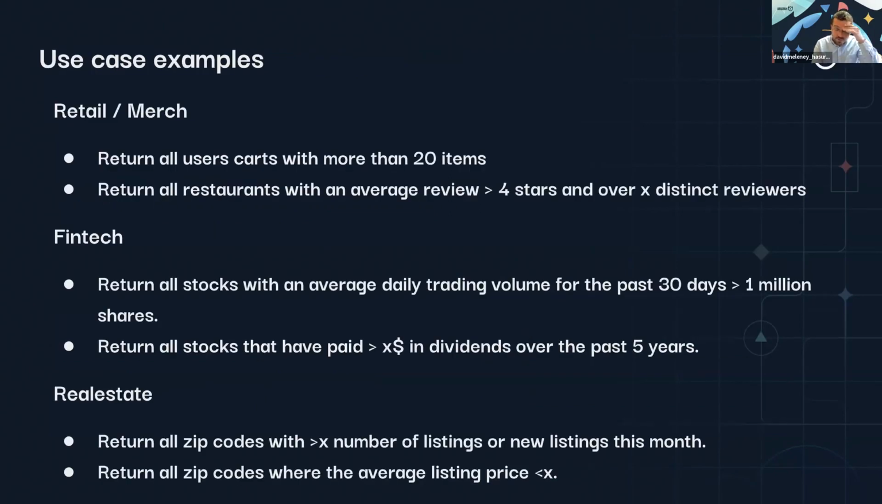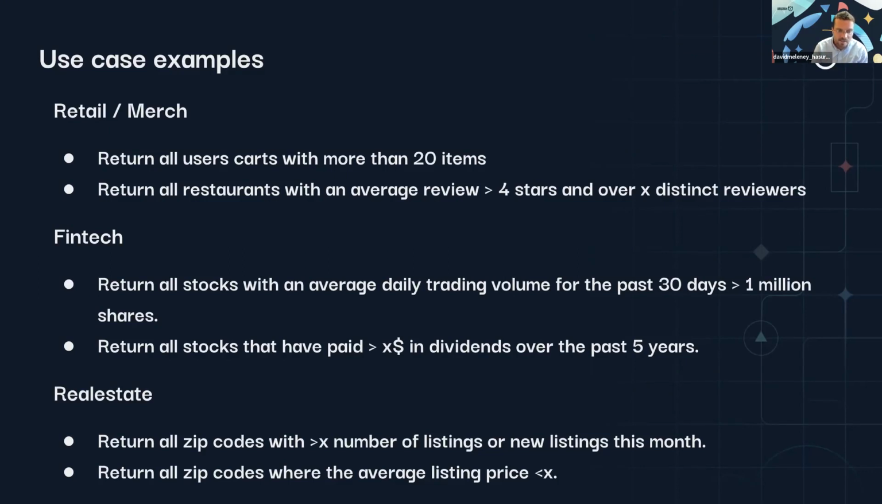Just to go over some of those, to put this in context, if you had a bunch of user data with shopping carts, like Amazon, and you wanted to get all the shopping carts with 20 or more items, or if you wanted to get the average review of restaurants, and you want to say, bring back all restaurants with average review over 4 stars, and you had to aggregate the average over everyone who reviewed it.